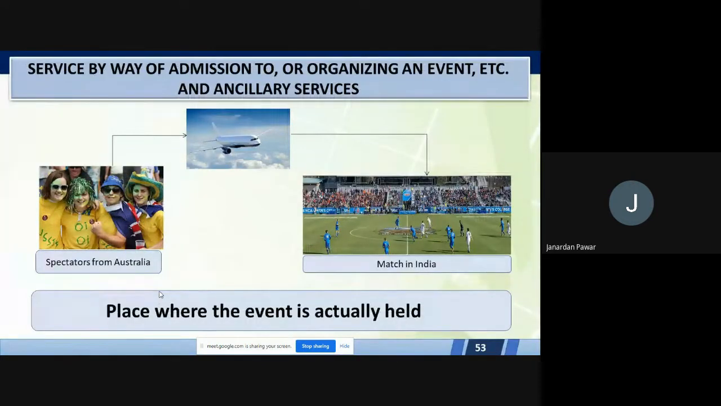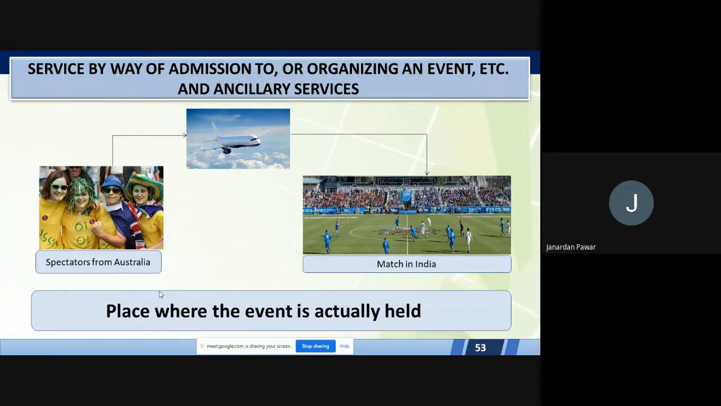Next, services by way of admission to or organizing an event, and ancillary services. If somebody is going to organize events, for example matches or award shows, and services are provided, then what could be the place of supply? See, these are spectators from Australia, and they are coming to watch the match in India. What will be the place of supply? Wherever that particular event is going to happen. The match is going to happen in India, so India is the place of supply. Even within India, if the match is going to happen in Mumbai, then Mumbai is the place of supply.